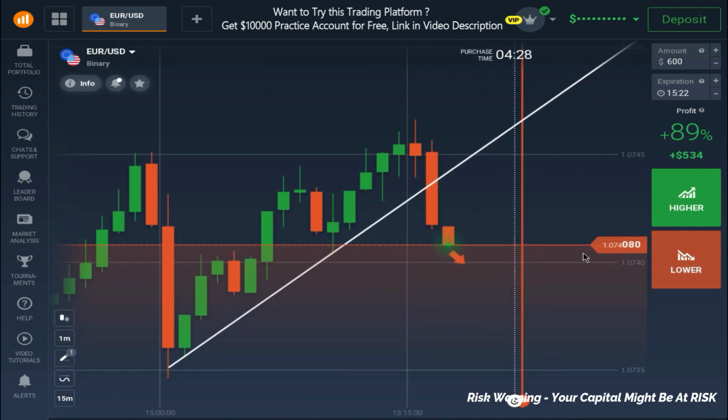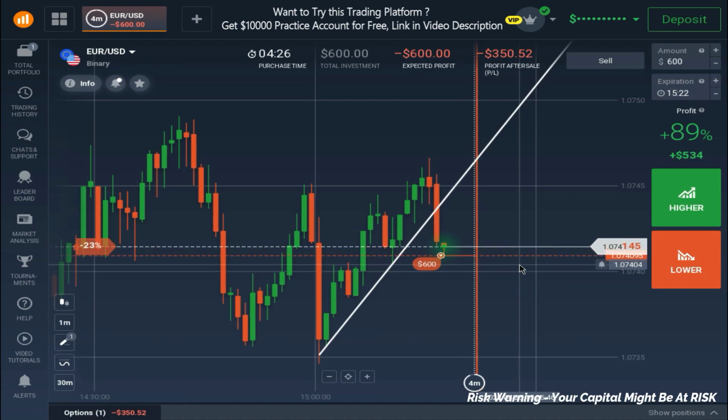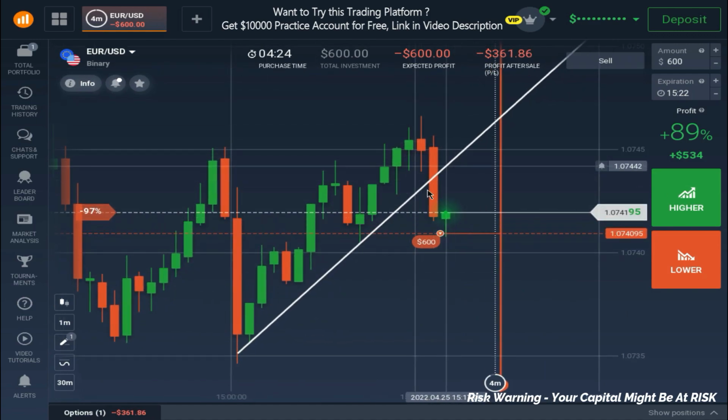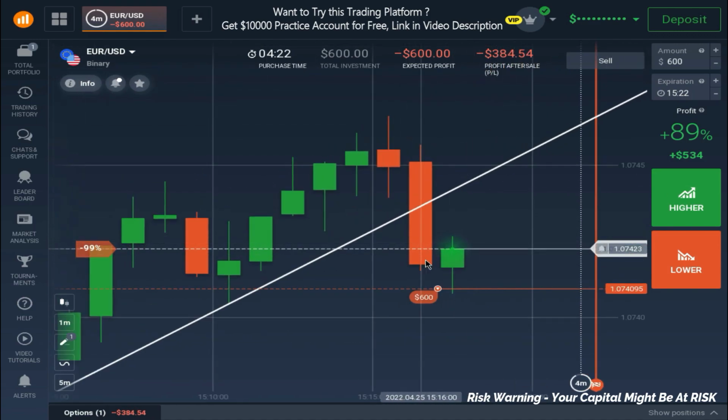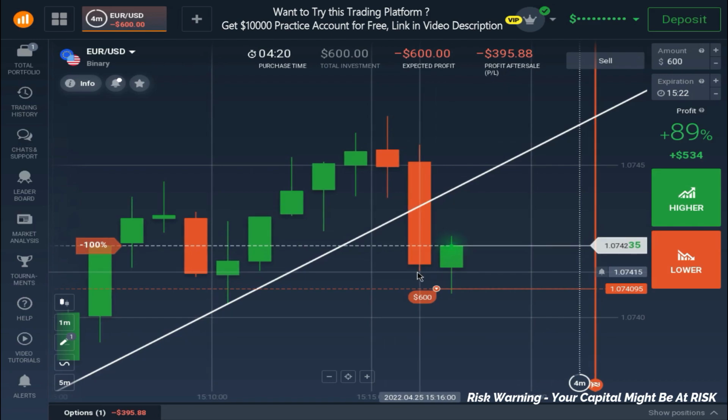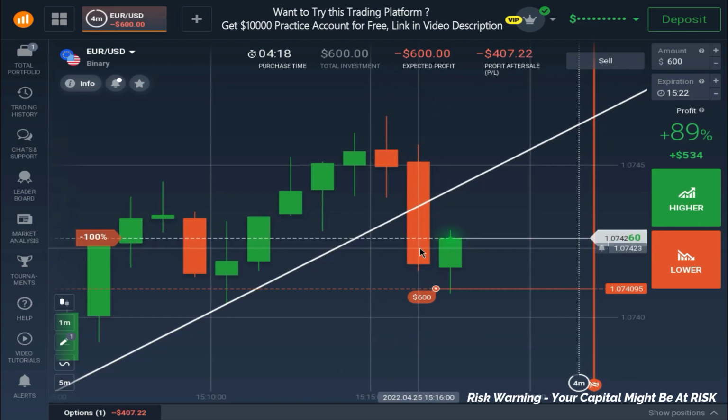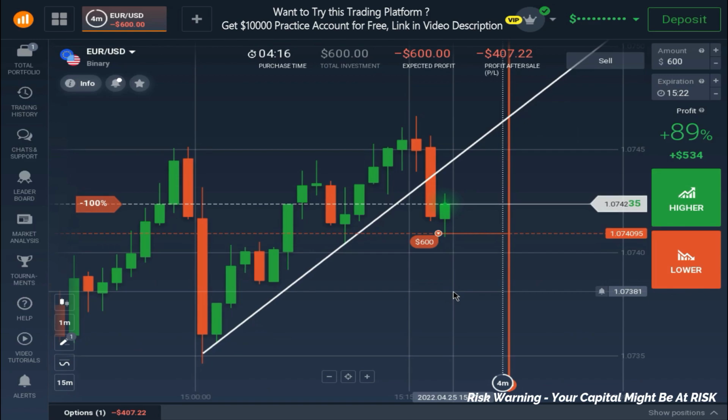So we got a breakout and I have entered our trade here. You can see this is a clear breakout here, and the market broke the low of the breakout candle, and that's why I placed the trade. Now let's wait for the result.